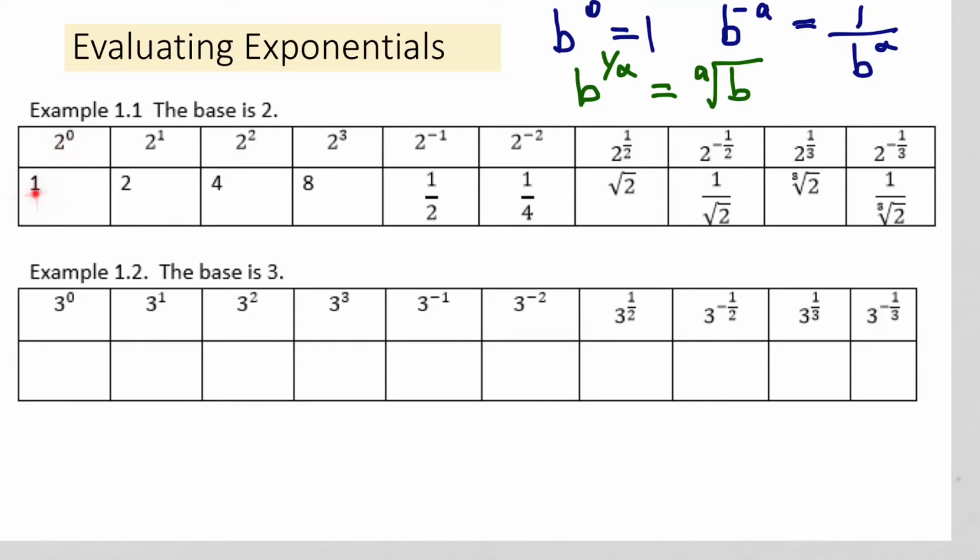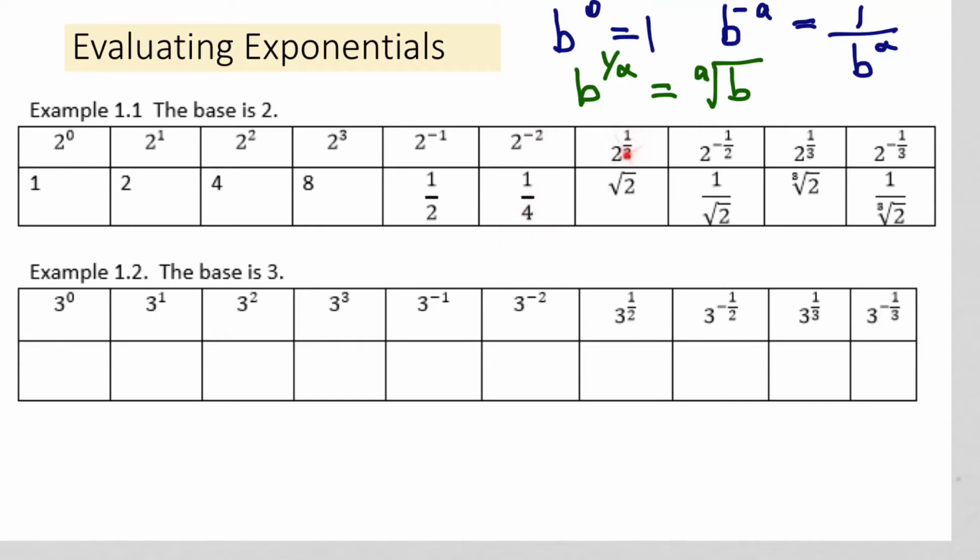So 2 to the 0 is 1. 2 to the 1 is 2. 2 squared is 2 times 2. 2 cubed is 2 times 2 times 2. 2 to the negative 1 means I just take this 2 to the first power and put it in the bottom. 2 to the negative 2 means I take 2 squared and put it in the bottom.